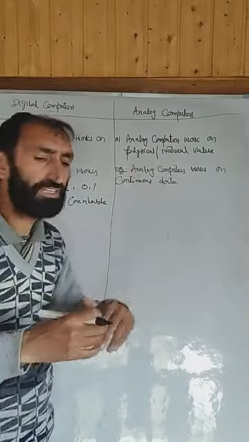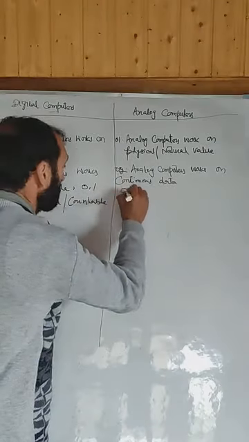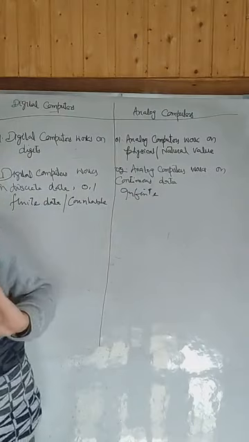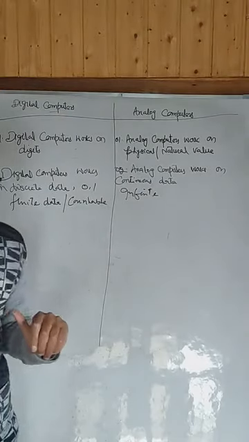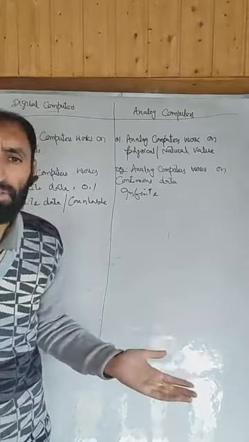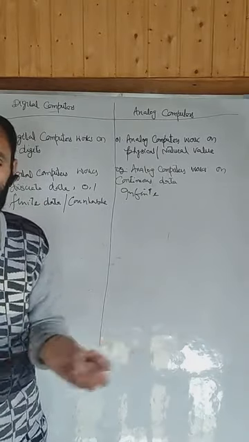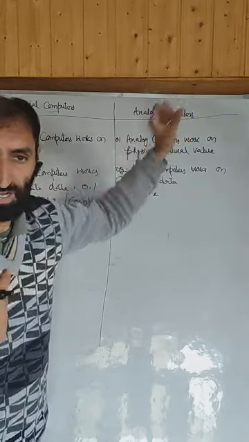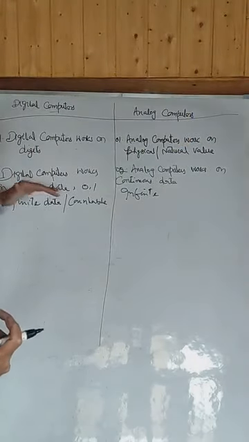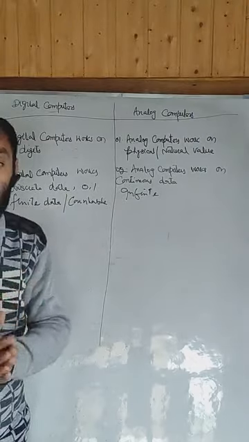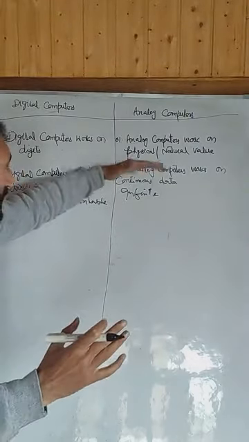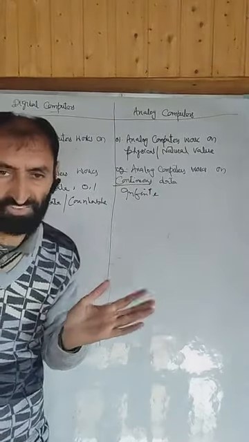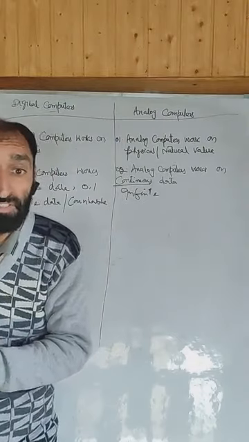Whereas analog computers work on continuous, infinite data. For example, numbers from 1 to 2, 3, 4, 5, 6, 7, 8, and so on. Analog computers work on that. Whereas digital computers operate on finite, discrete data, while analog computers operate on continuous data. This is the main difference between analog and digital computers.